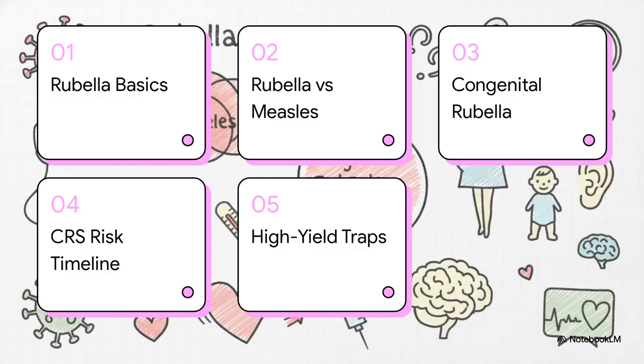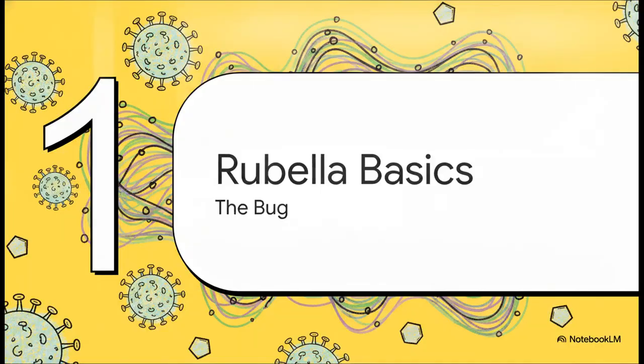Here is our blueprint for this explainer. 1. The bug, rubella basics. 2. Acquired rubella versus measles. 3. Congenital rubella syndrome. 4. CRS risk by timeline. And 5. High-yield exam traps.